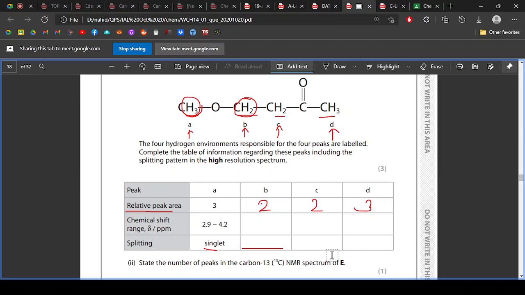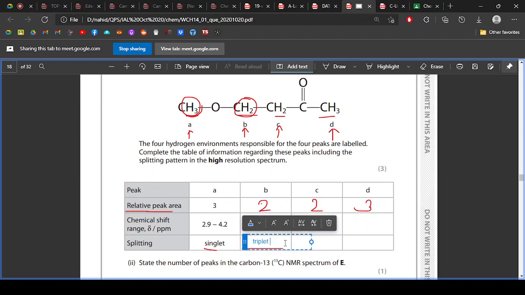I guess it will be double. Why double? Because its environment has 2 hydrogens. So n plus 1, do n plus 1. Oh, a triplet. Yes, keep on doing it for C and D. Do the same thing.